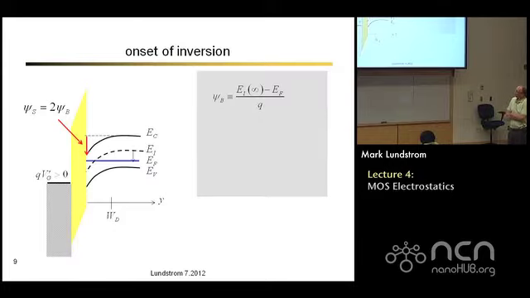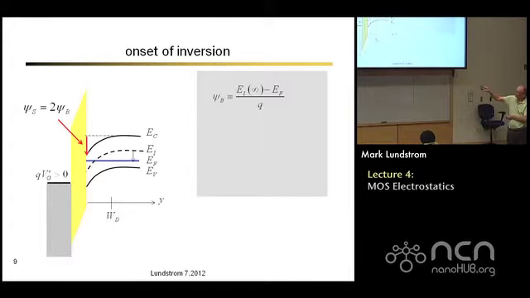Well, I can look at when I have bent the bands such that the Fermi level is... well, let's start over again. Let's look in the bulk. The Fermi level is below the intrinsic level, or roughly the middle of the gap, by a certain amount. It's p-type because it's closer to the valence band.